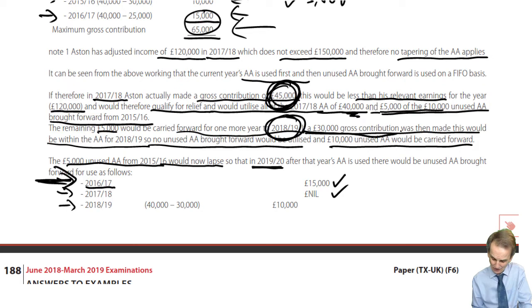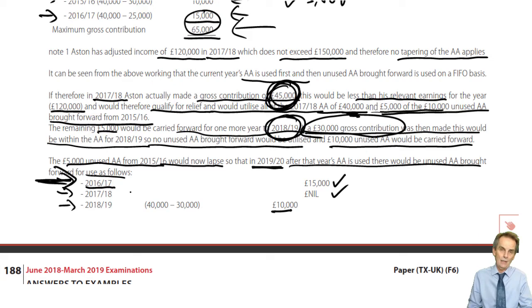A £30,000 gross contribution was then made. This would be within the AA for 1819, so £10,000 would be carried forward. There's the 10,000 carried forward so far as use in 1920 is concerned. So after that year's AA year, it will be unused as follows.